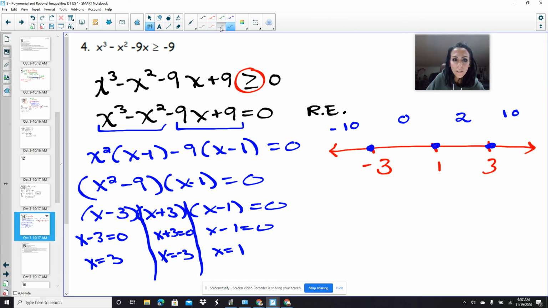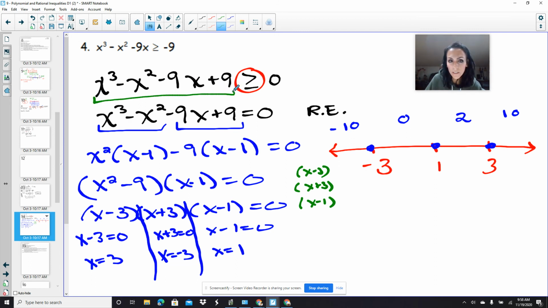Bring over your factors. Okay, x minus 3, x plus 3, and x minus 1. We are looking for what? Based off this, x values that we plug in here that will result in a what? Positive or negative? A positive. Very good. We're looking for positive products because it's greater than or equal to 0.